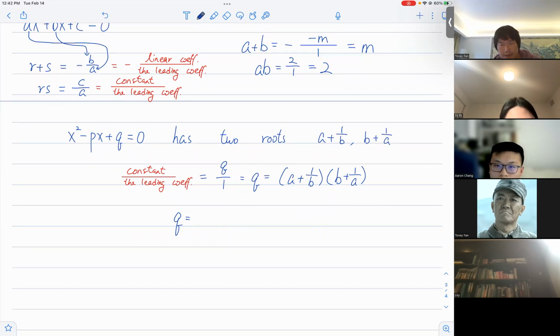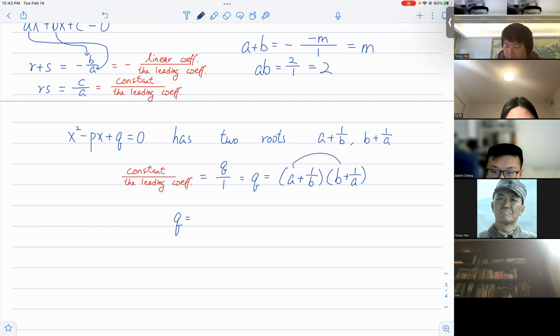Anyone? A times b. Come on, someone do it. Brackets, expand the brackets, anyone? A times b, right? No, okay, I'm just gonna do it as well. So a times b is ab.